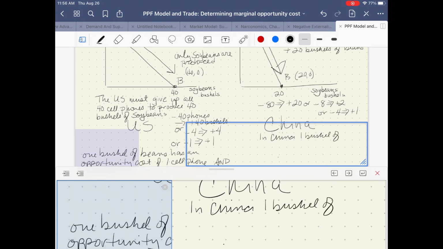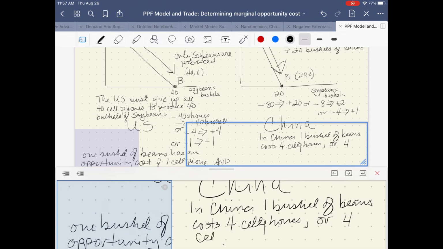So for China, it doesn't make very much sense to specialize in something that the United States can do much cheaper than China can. And the opposite is also true. It doesn't make sense for the United States to specialize in cell phones when China can produce 4 times as many cell phones for every bushel of soybeans given up compared to the US. Given the realities of these different costs, China specializes in the production of cell phones. The United States specializes in the production of soybeans.